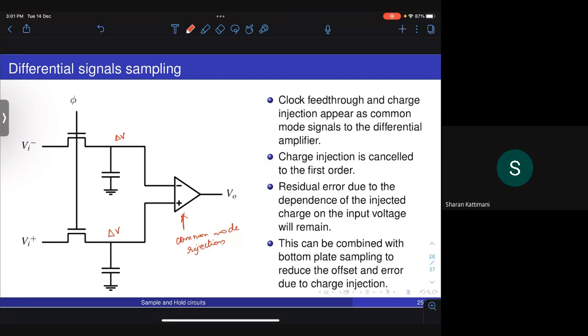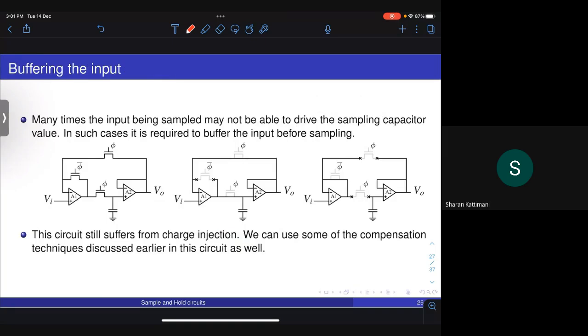It will only have a component which is proportional to the sampled value. But of course, this assumes that the process of charge injection is basically a second order effect. If the charge injection by the lower switch and the upper switch is not the same because of small variations in Vin, that residual error will not be compensated. So it compensates to a good extent, but not completely. Okay.